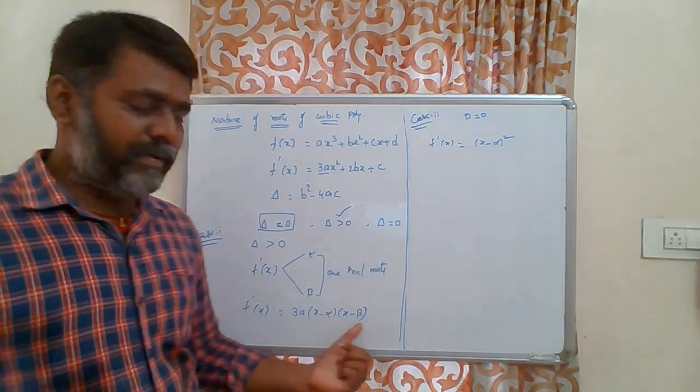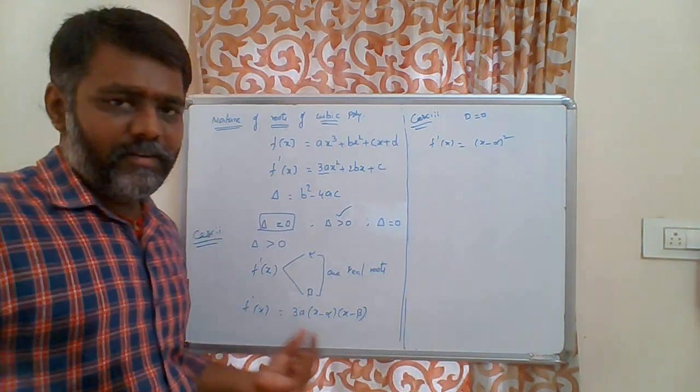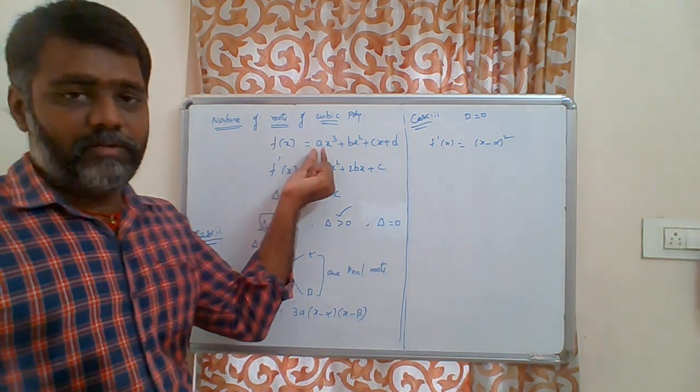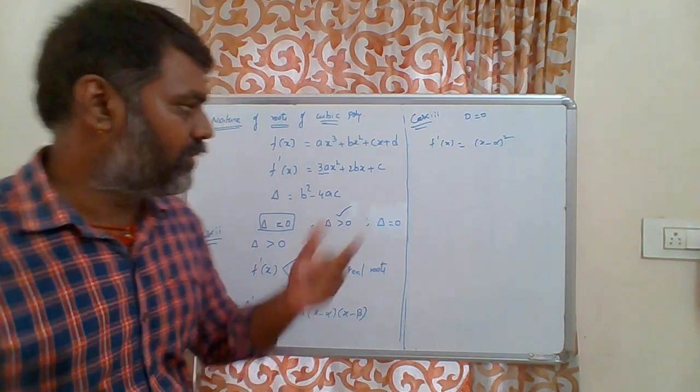f of alpha and f of beta equal to 0 means the constant term will be 0. No need to take this value. Actually it is not equal to 0. Okay, the value of 3a is always not equal to 0. If it is 0, it is not a cubic equation. Okay, that is the second thing.